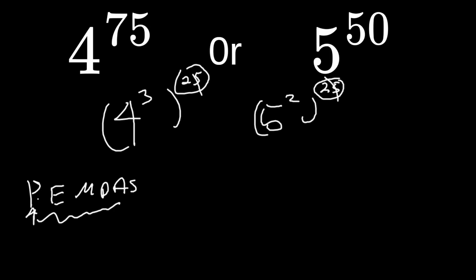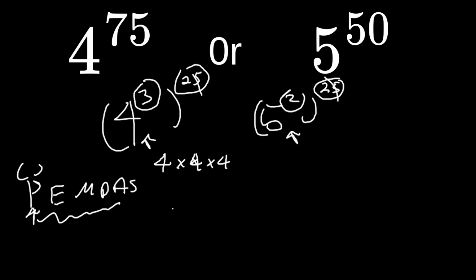Now, PEMDAS here, parentheses, that's the first thing we always do, right? So this is what we're focusing on right now. Inside the parentheses, we need to solve for the exponents. So this one over here is raised to the third power. What does that mean? It means that we are multiplying 4 by itself 3 times. So we will have 4 times 4 times 4. And what about this one here? It simply means we are multiplying 5 by itself 2 times.